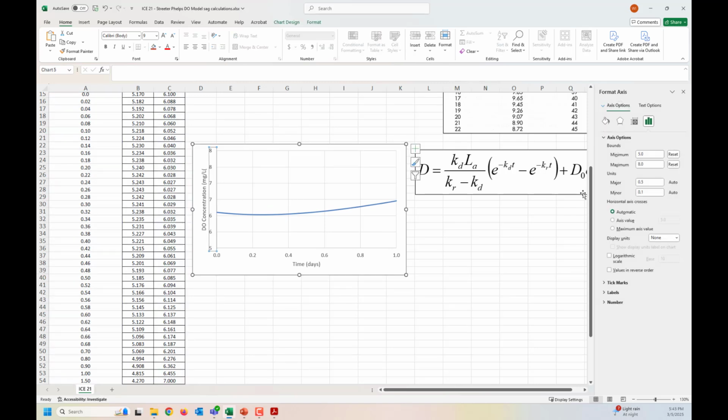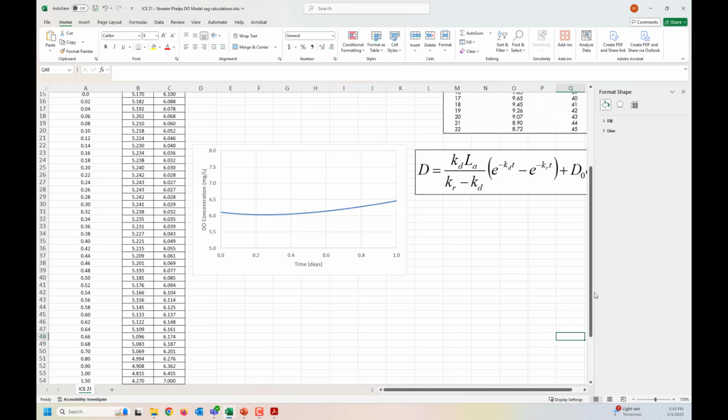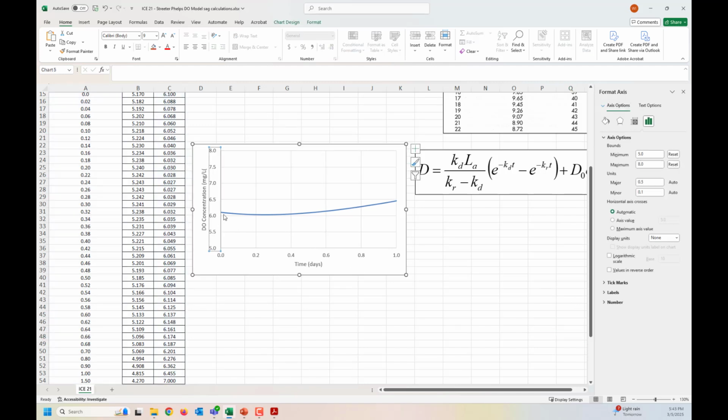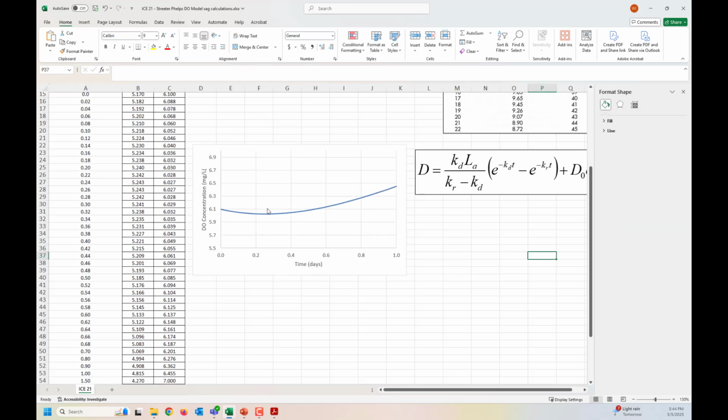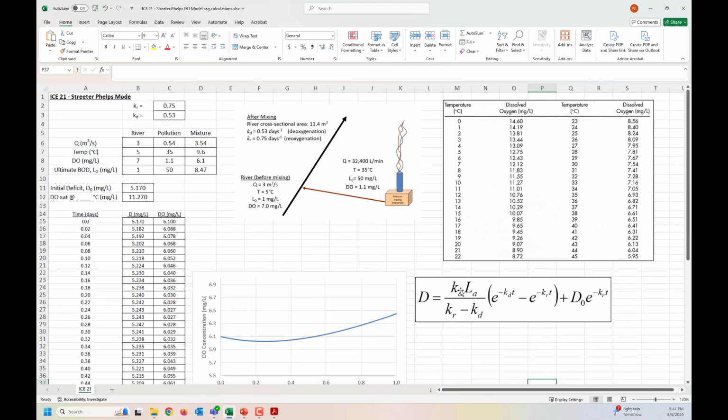In fact, maybe I want to see those decimals after all. Let me zoom in even more, so like from 5.5 to 7. It's just a way for me to see the curve in a little bit more resolution. So anyways, this is how we've set up the calculations in Excel.